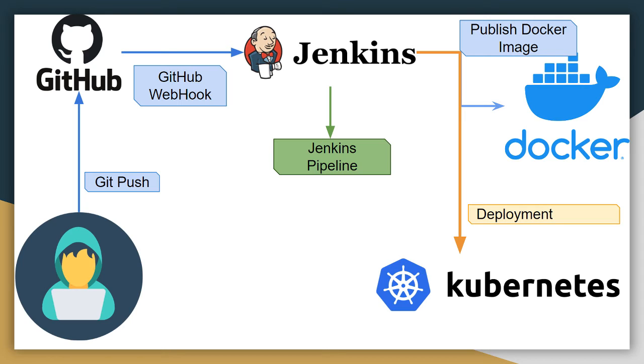We will then connect to Docker Hub to publish our Docker image that was built at the start of the pipeline. And at the end of the pipeline, we will also deploy our application to a Kubernetes cluster running on Google Kubernetes Engine. And now we are going to show you the demonstration of our work.